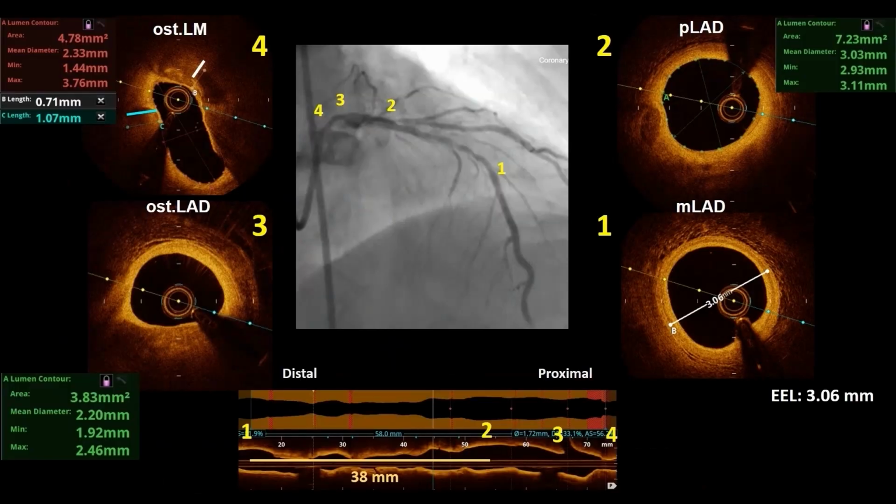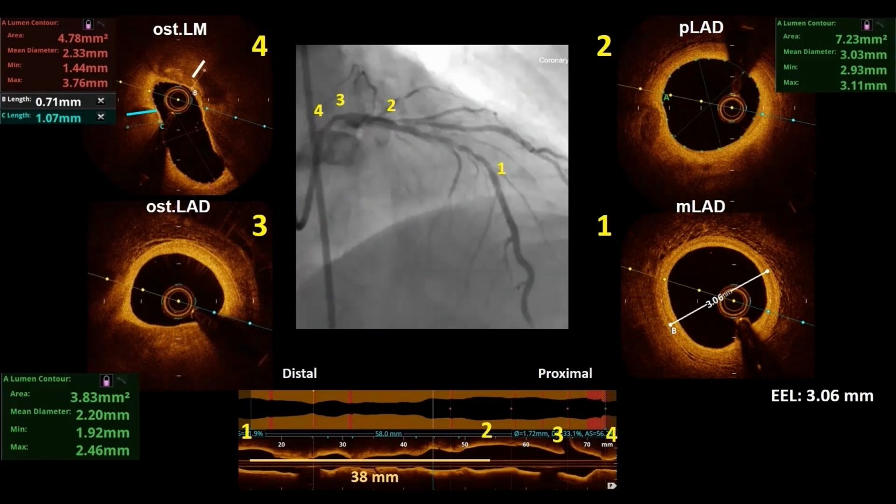Regarding measurements, the EEL of the distal reference diameter measured at the second large septal branch, which is the number 1 marker, is 3.0. We cannot measure the vessel diameter of the proximal LAD due to the very thick layer of calcium. The largest mean lumen diameter of the proximal LAD between the first and second diagonal, which is the number 2 marker, is 3.03 mm. We cannot measure the vessel diameter of the ostial left main and LAD either.